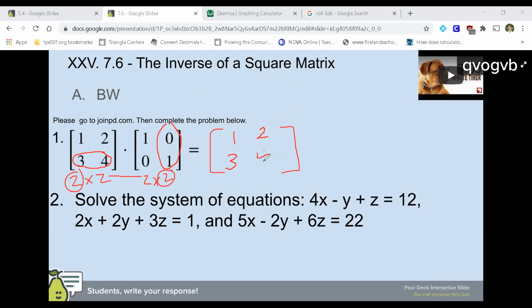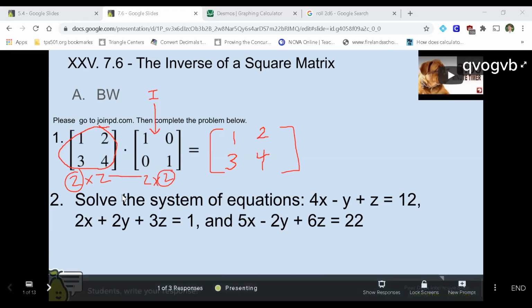And would you look at that? That was the matrix we started with. That's because this matrix is the identity matrix, right? Remember, it has a 1 in the diagonal and zeros everywhere else. And any matrix times the identity matrix is itself. Neat.